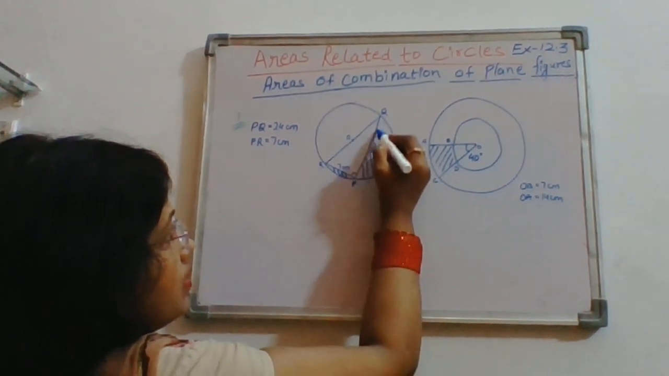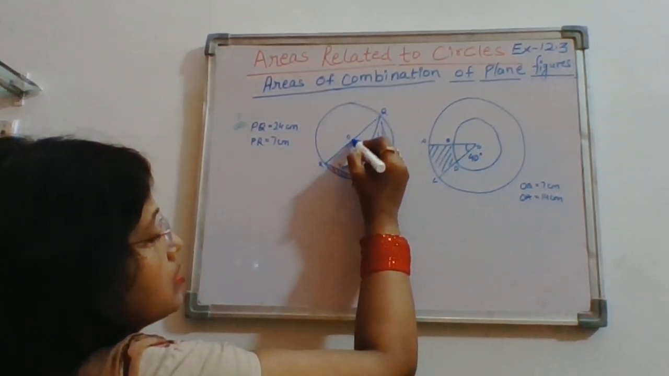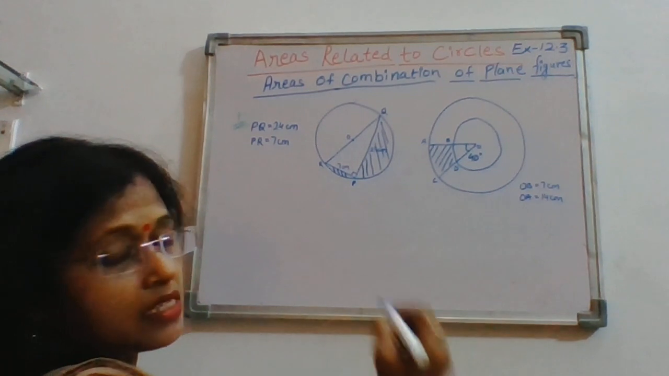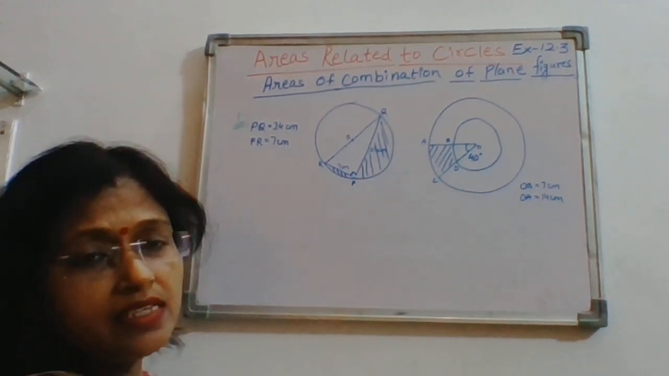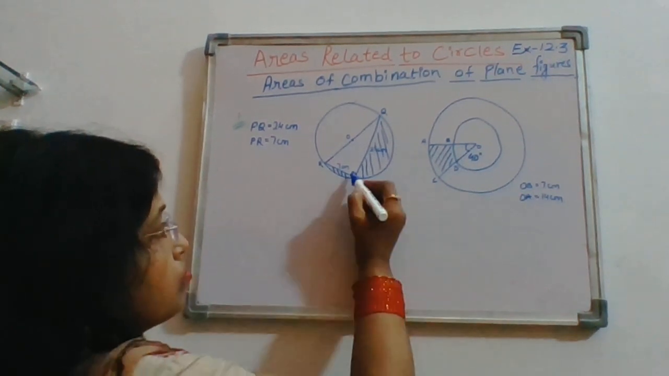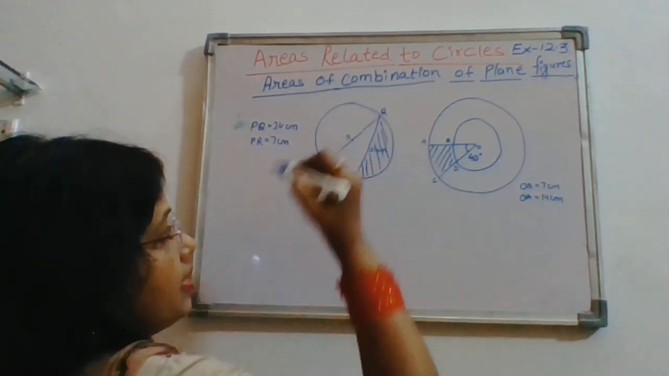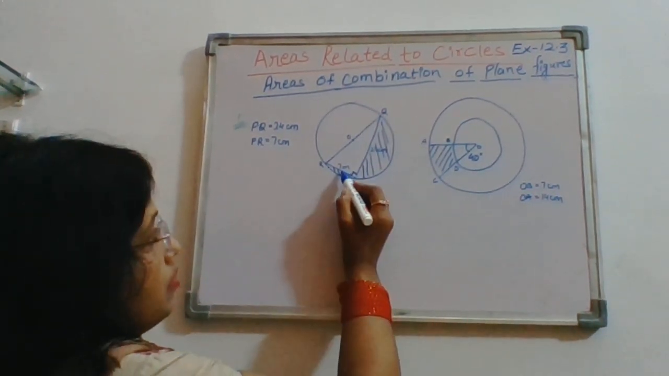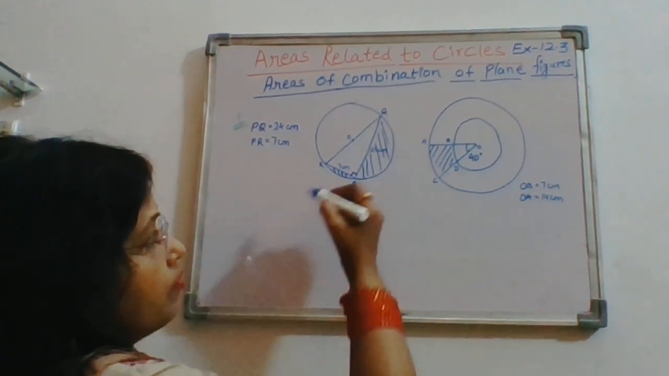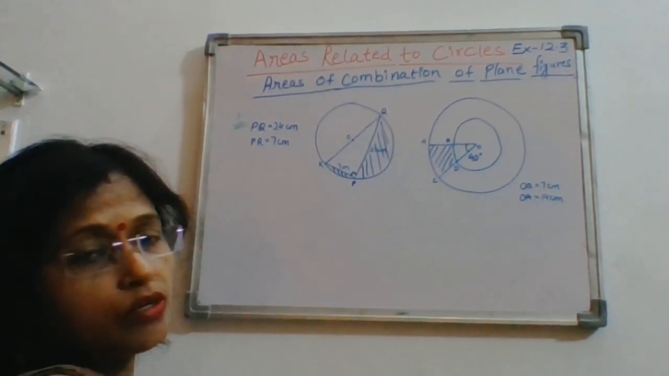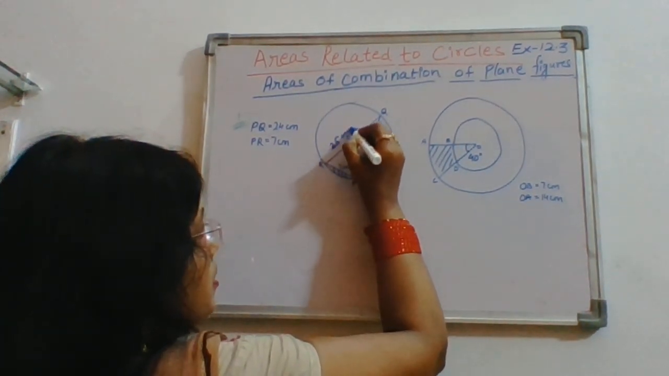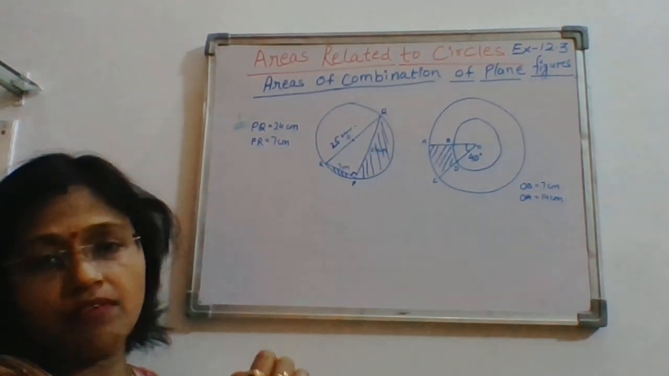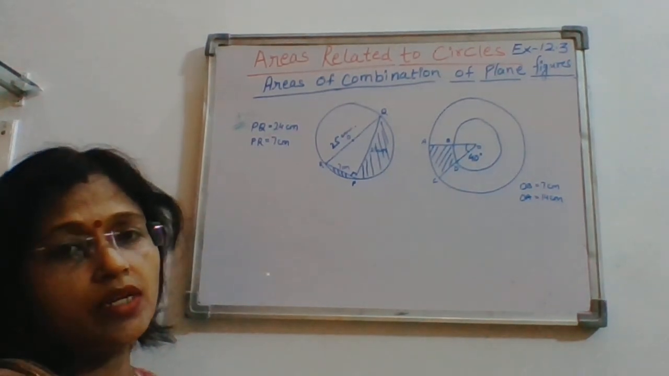Now you can see that O is the center and QR is its diameter. So angle in a semicircle is always 90 degree. So using the Pythagoras theorem, we can find QR. The base is 7, perpendicular is 24, so we will be getting this as 25 centimeters, because 24, 25, 7 are Pythagorean triplets.